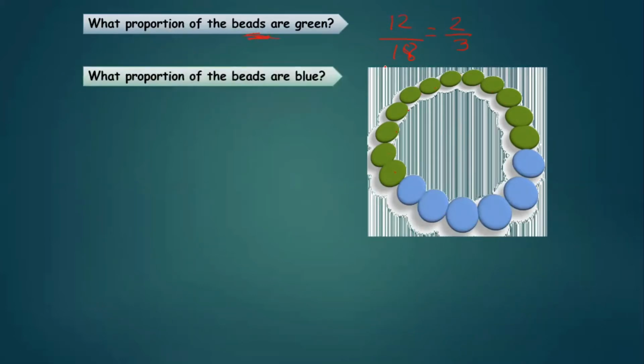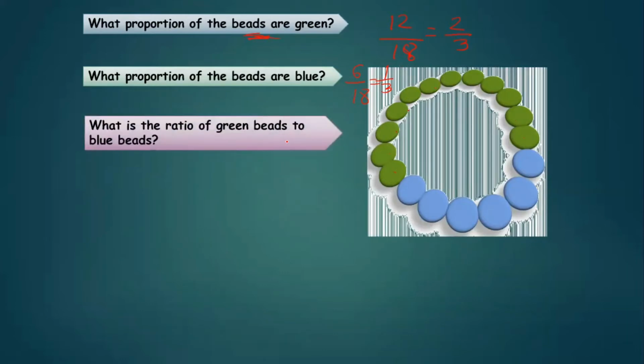Now, what is the proportion of beads that are blue? How many blue are there? There are 6. 6 out of how many? 6 out of 18. If I divide this by 6, I'm getting 1:3. So the proportion of blue beads is 1:3 and the proportion of green beads is 2:3. For every 3 beads, there are 2 green beads. Clear, children?